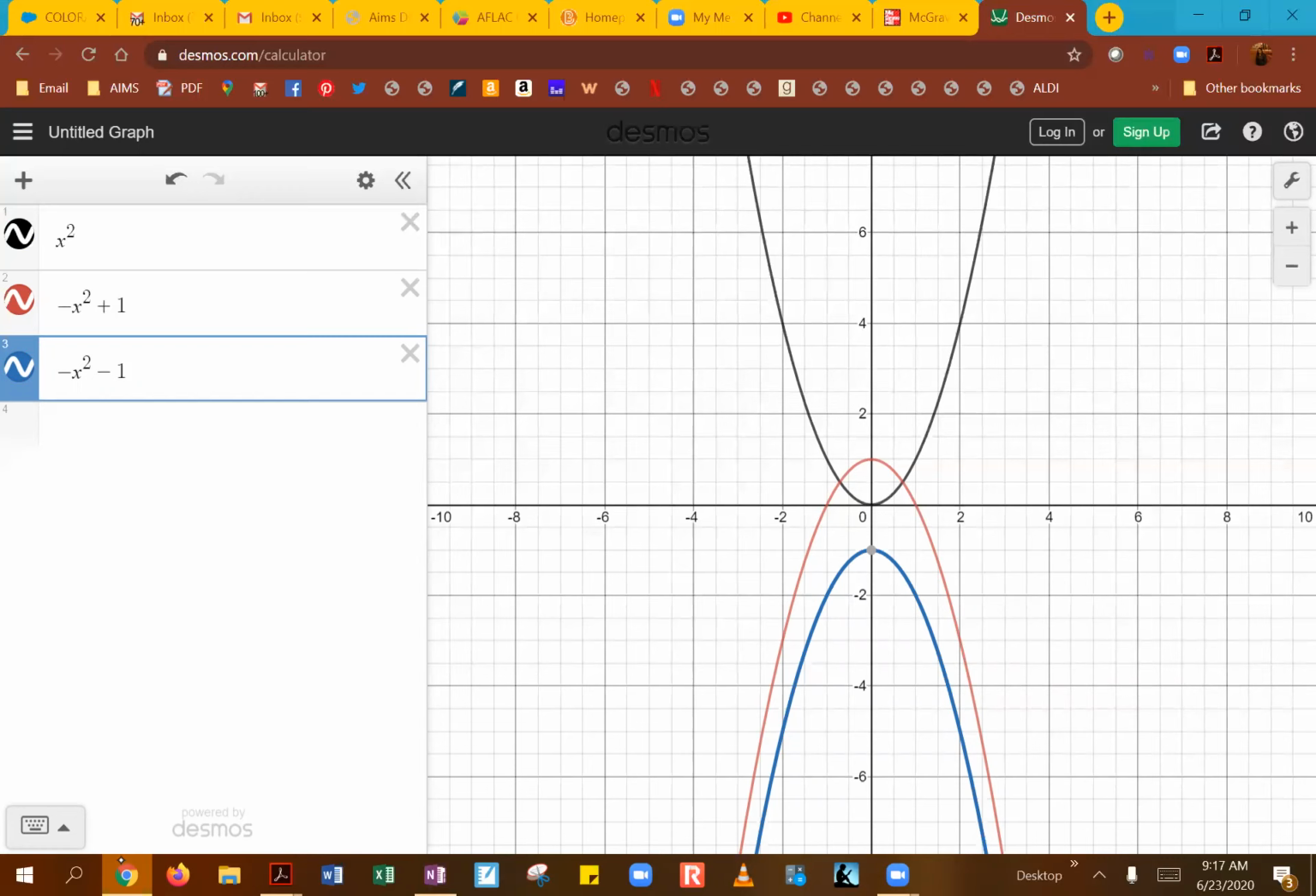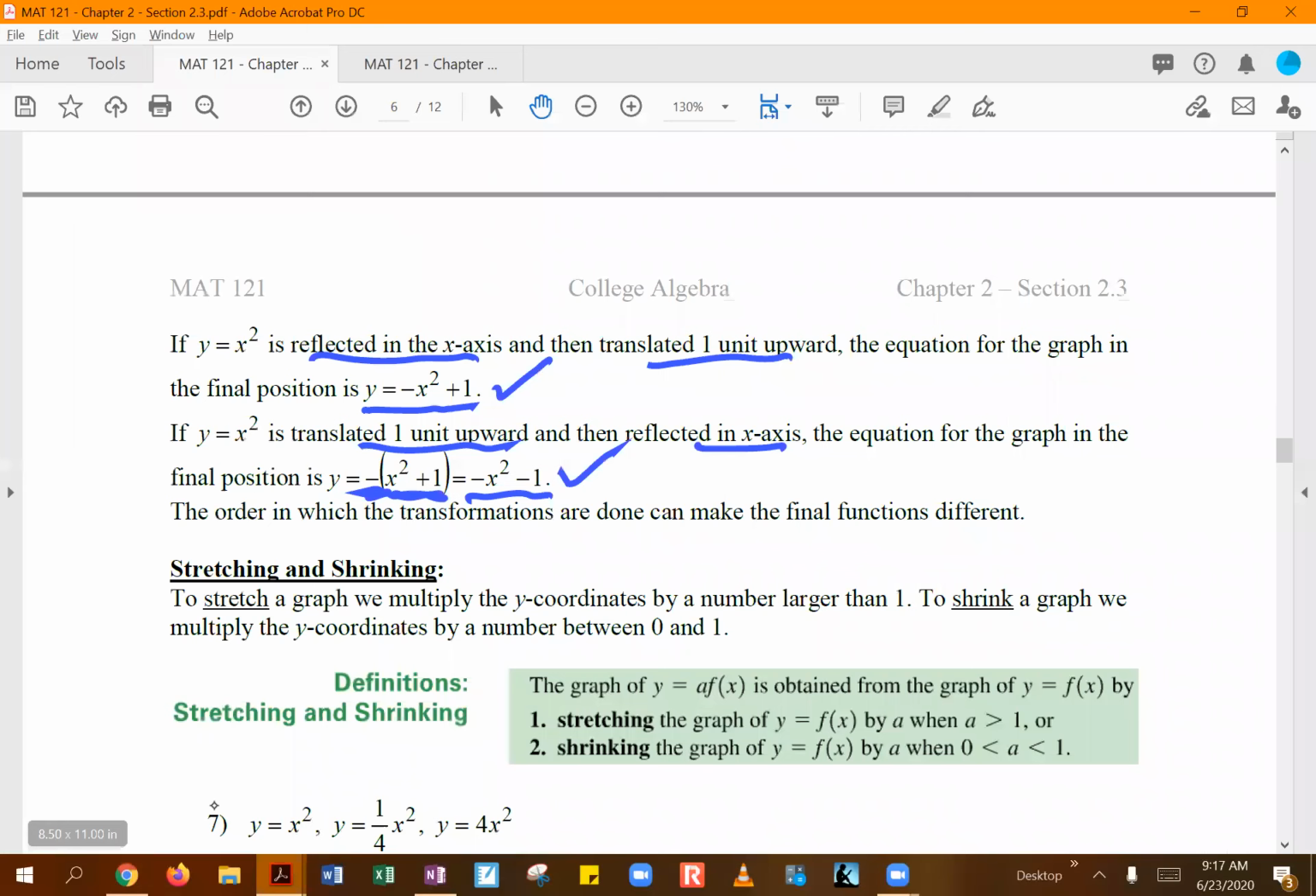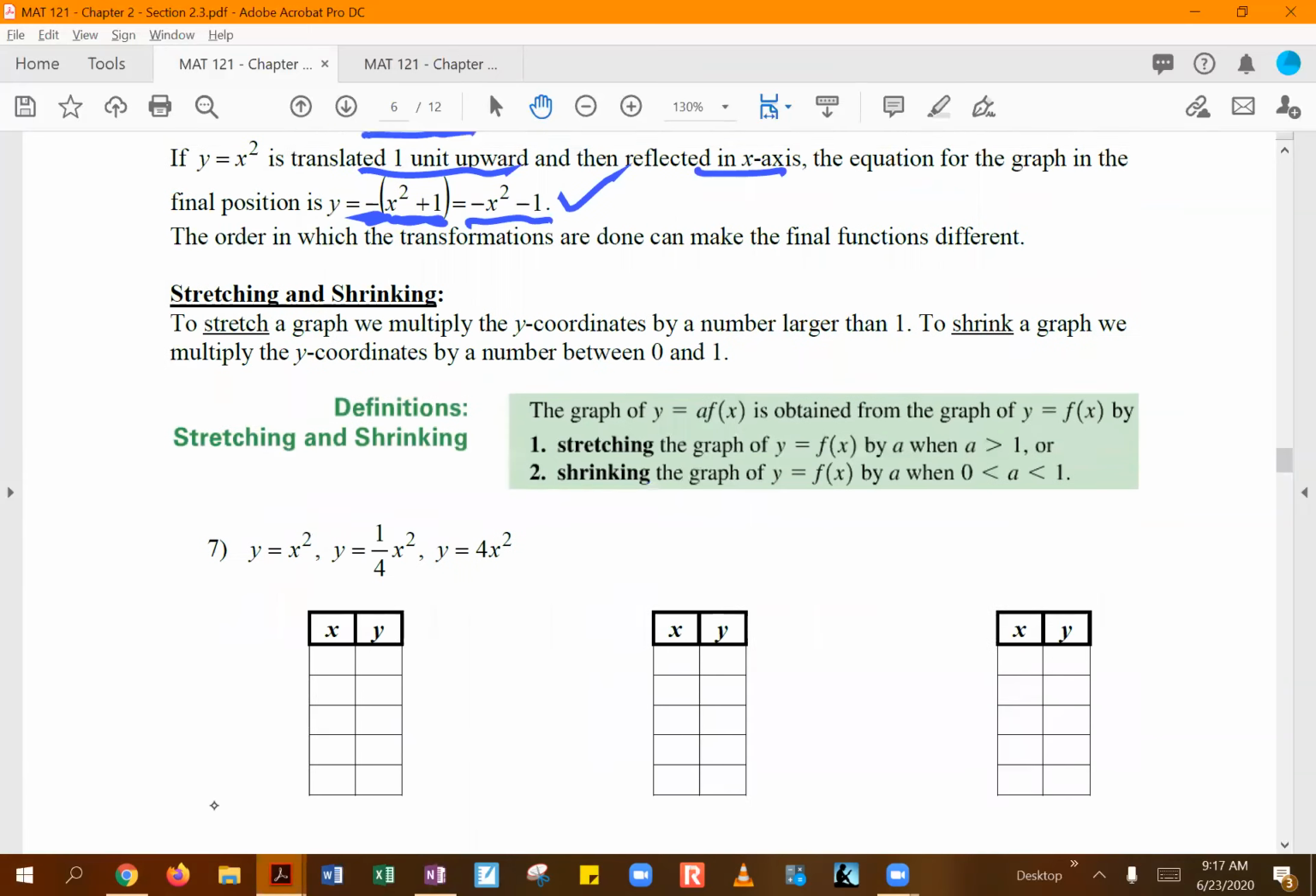So that's why you will notice when we finish talking about our stretching and shrinking example here, they actually give us an order in which we need to do these translations so that everybody is going to get the same graphs. It's kind of like doing order of operations with Please Excuse My Dear Aunt Sally, the same concept here with the order of operations.